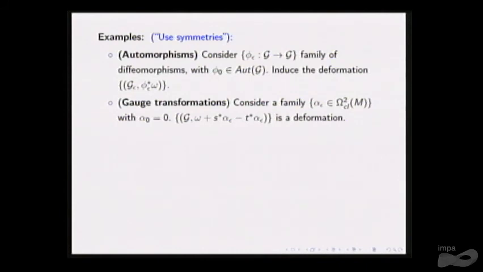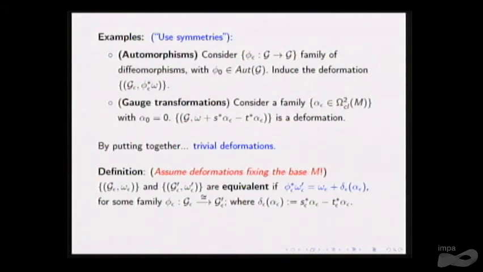So we want to say that these types of deformations are trivial, right? And in fact, we can put together these two classes of examples, and it will be a trivial deformation. So more precisely, formally, we have this definition. Here in red, I put, assume that we have a deformation of Lie groupoids such that the base is fixed. It's just for simplicity, but we can make the theory without this condition in an analogous way. So if G epsilon, omega epsilon and G epsilon prime, omega epsilon prime are two deformations of the same symplectic groupoid, we say that they are equivalent if we have this condition here. This condition comes from what I said, by putting together these two classes of examples, where this delta epsilon here is this multiplicative two form.